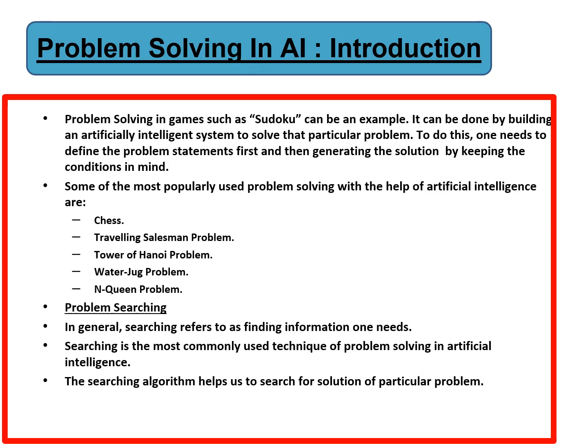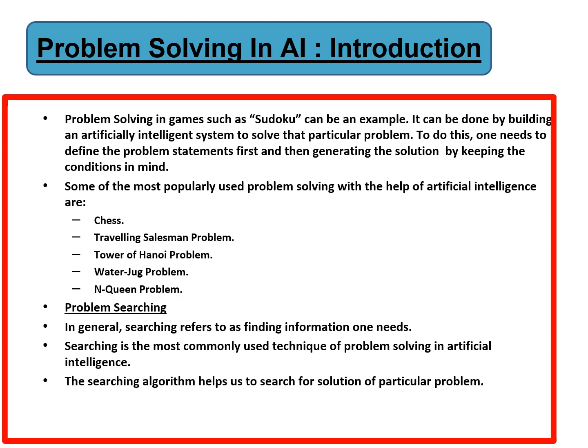So up next, the important topic is problem solving in AI. So, problem solving in AI. It is one of the most important applications of artificial intelligence. It involves finding a sequence of actions that transfers the initial state into a desired goal state.